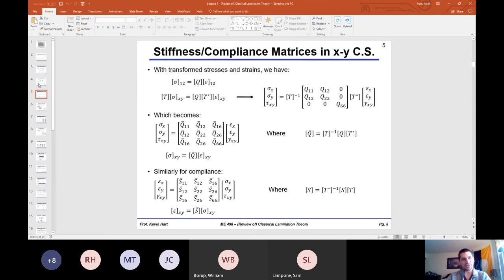Next, we can transform the in-plane stiffness and compliance matrices, Q and S, into off-axis stiffness and compliance matrices, Q bar and S bar, using these particular transformations. If we have stress and strain off-axis, which we label sigma x and epsilon x, we can transform them back to sigma 1 and epsilon 1 using our transformation matrices, and then write our in-plane stiffness and compliance matrices in terms of these transformations. So we end up with Q bar as a function of transformation matrices and the original in-plane stiffness and compliance matrices Q and S.